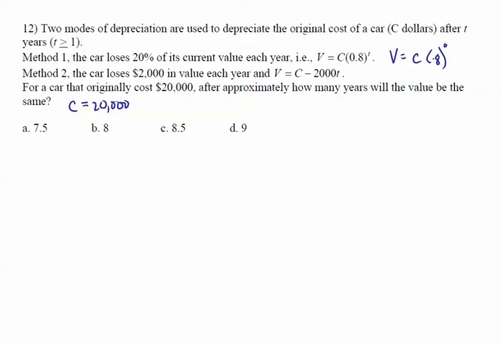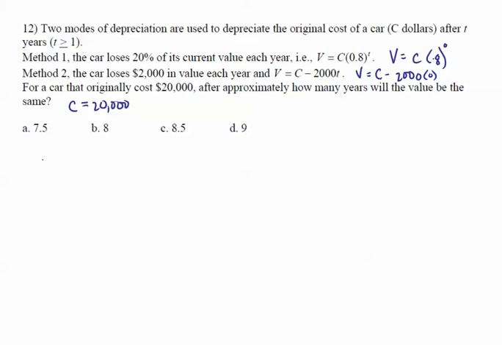In the second equation, again, when T is equal to 0, you're going to get V is equal to C minus 2,000 times 0, and 2,000 times 0 is 0, so V would be equal to C again. So C is the original cost of the car, and from the last statement we know that C is equal to 20,000. So we're looking for after approximately how many years will the value be the same under both methods.